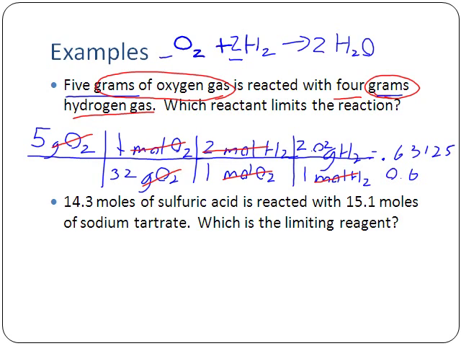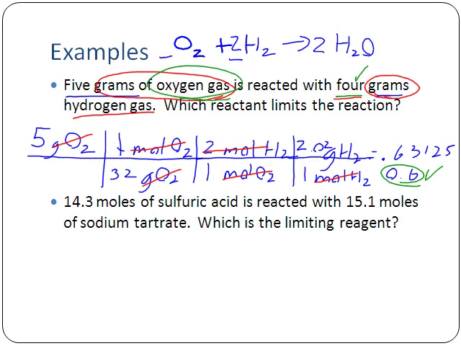Now, let's take a look. Of these 2 guys right here, I have 0.6 grams of hydrogen gas that I need to use up all of my oxygen, every last bit of it. How much hydrogen gas do I have available? I have 4 grams. So if I only need 0.6, I've got 4 available. Do I run out of hydrogen gas? The answer is no. That means hydrogen gas has some left over. Hydrogen gas is in excess. If hydrogen gas is in excess, that means my limiting reagent is oxygen.